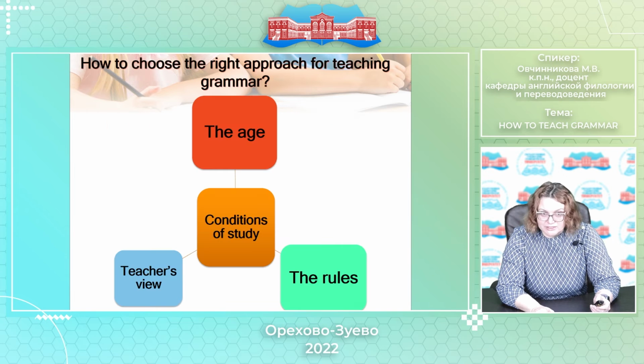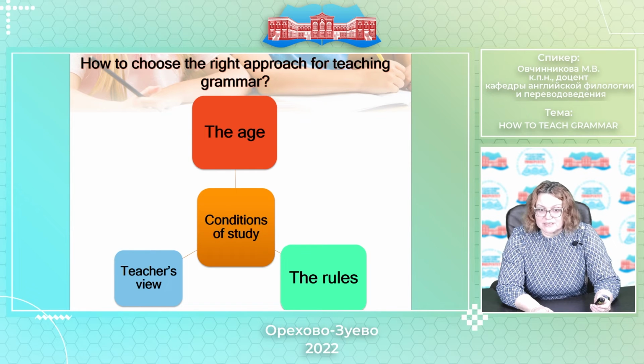Let's come to the second question, which I mentioned in the beginning. How to choose the right approach for teaching grammar? Well, when we are talking about the approach and when we are talking about the question of choosing it, we should understand four main aspects. The first one, we should understand about the age of a group we are going to study. So it can be the primary school, the secondary school, and the senior classes. And the category of age influences our choice of the approach.